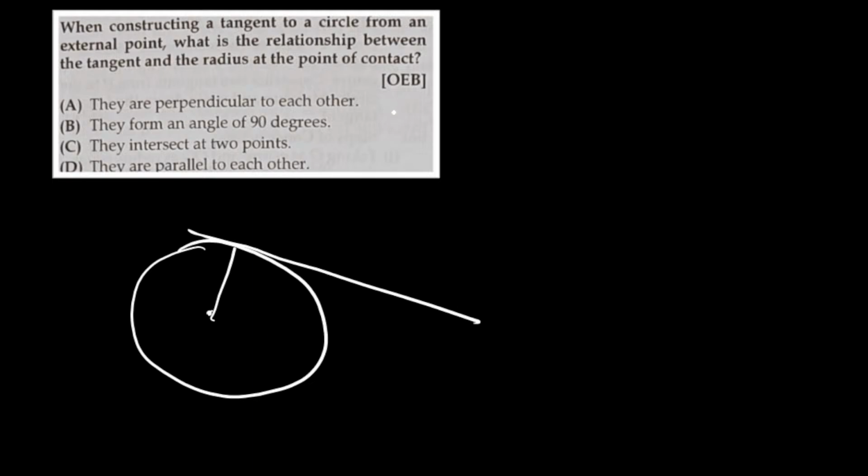When constructing a tangent to a circle from an external point, what is the relationship between the tangent and radius? This is very easy. So this is a circle, this is the radius and this is the tangent. So what is the relation? They are perpendicular to each other. They form an angle of 90 degrees. They intersect at 2 points. They are parallel to each other. So which option should be the correct one?